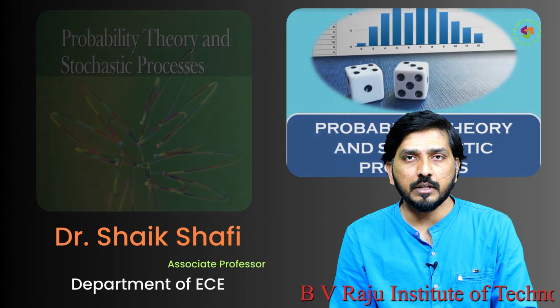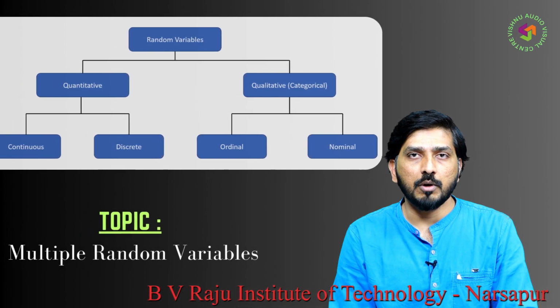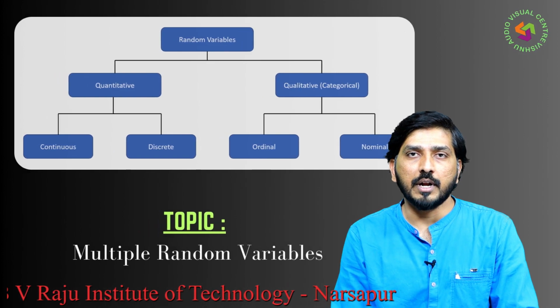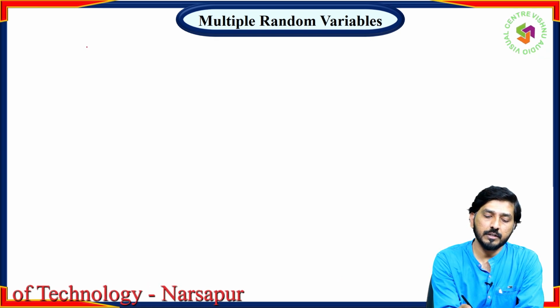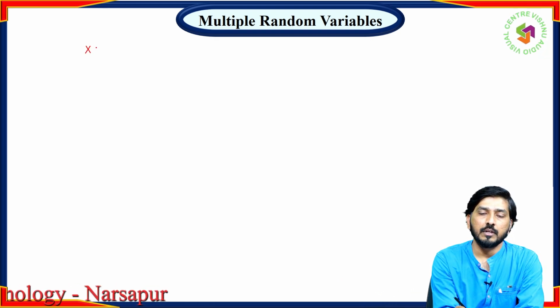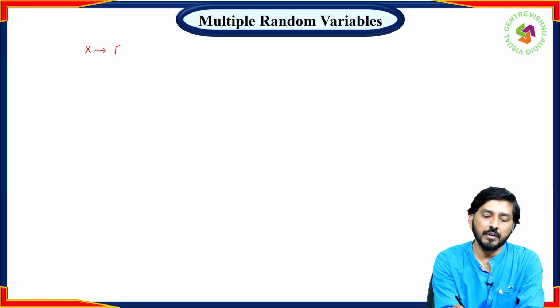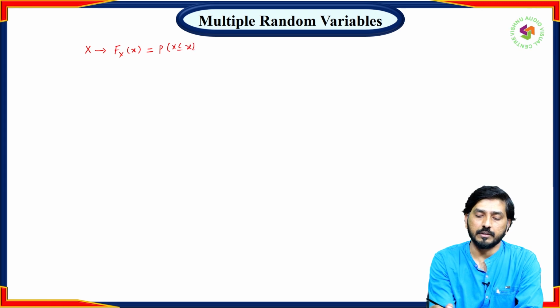Raju Institute of Technology. And today we are going to deal with the course Probability Theory and Stochastic Processes. In that, our topic is multiple random variables. As you all know, we have already discussed the single random variable and its behavior. How do we find the behavior of the random variable? We have gone for the distribution function F_X(x), which is nothing but, in terms of probability, X less than or equal to x.